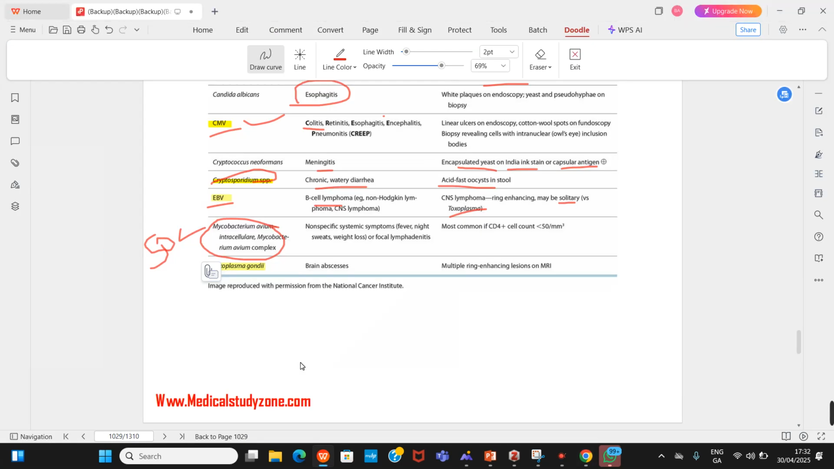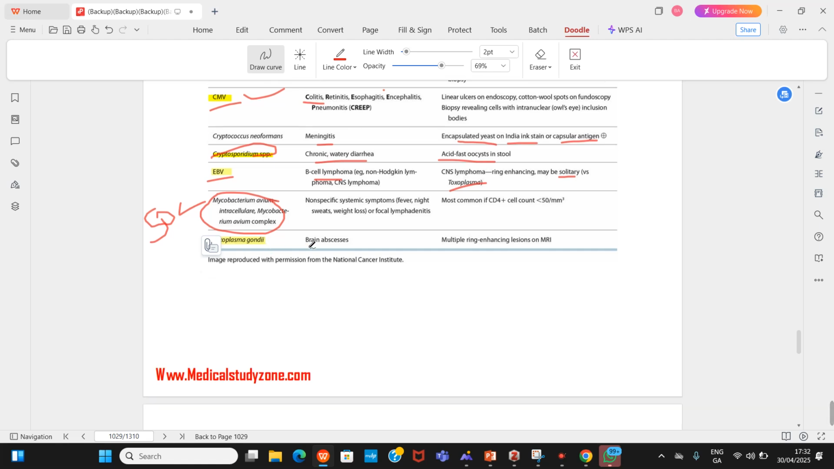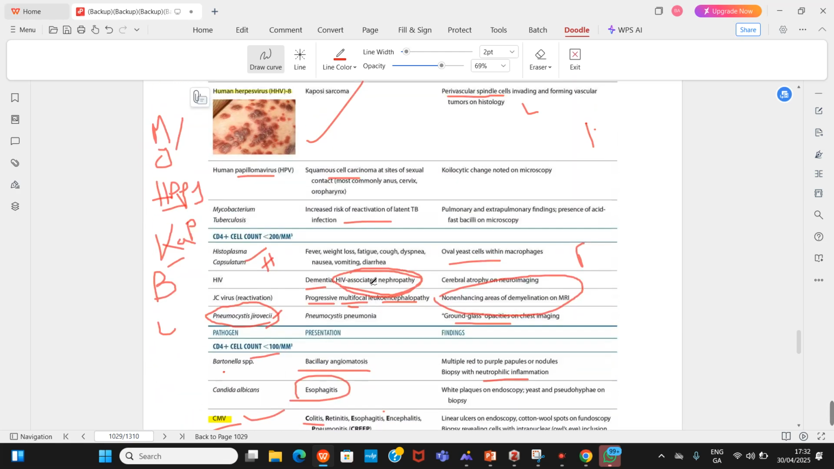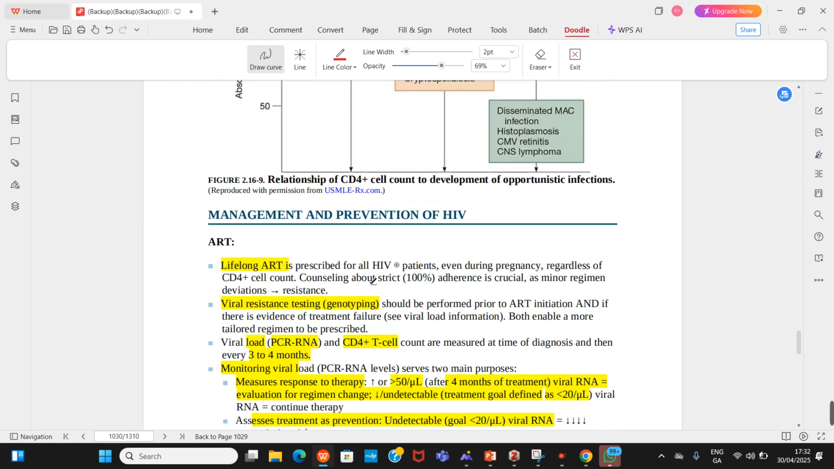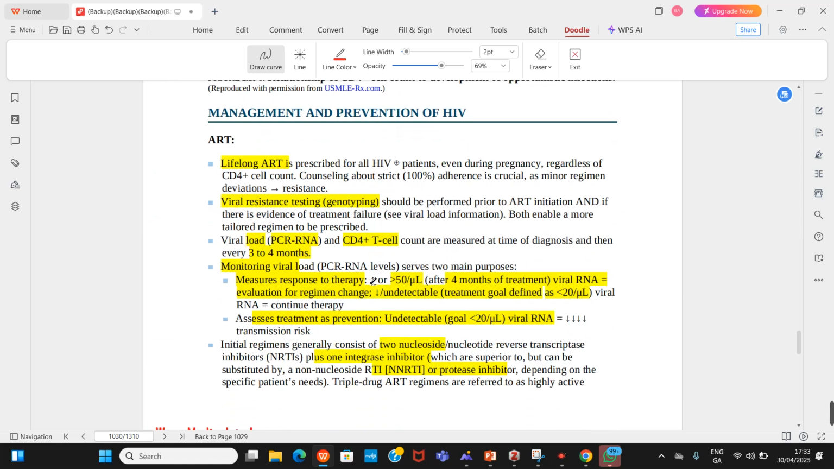So we have talked about Avium. Just like somebody said, fever, lymphadenitis. Just look out for the GIT symptoms, very high: diarrhea, weight loss, abdominal pain, nausea. That's Avium. Then the brain abscess, multiple ring enhancing lesions on MRI, think about Toxo. So that is that. So how do we manage and prevent HIV?